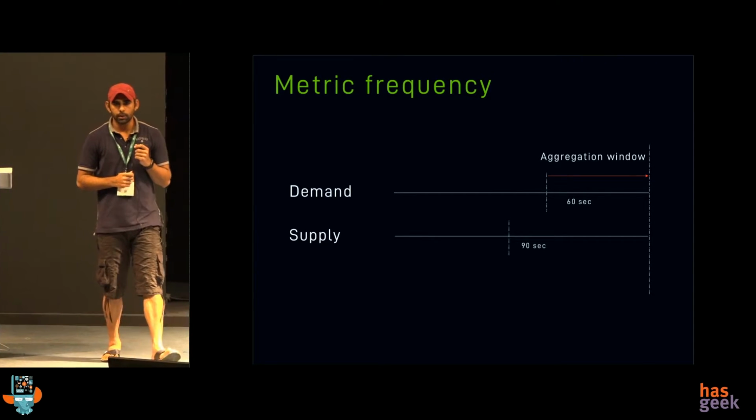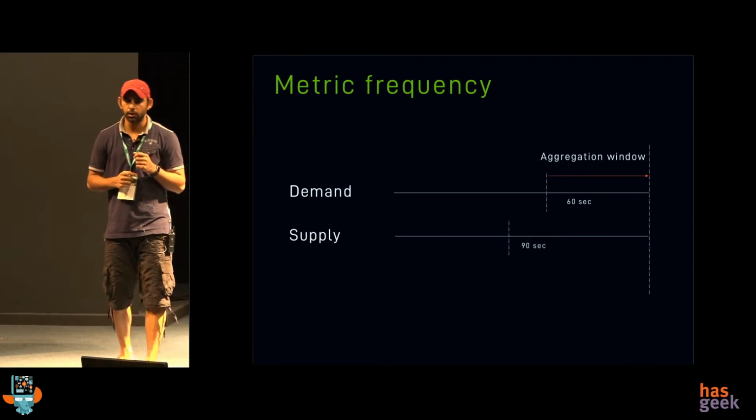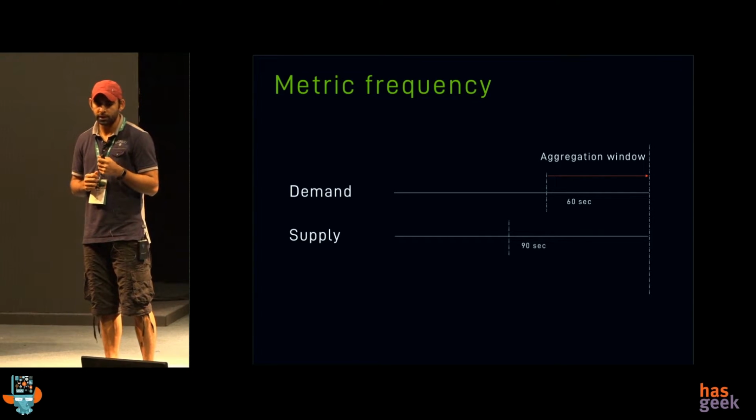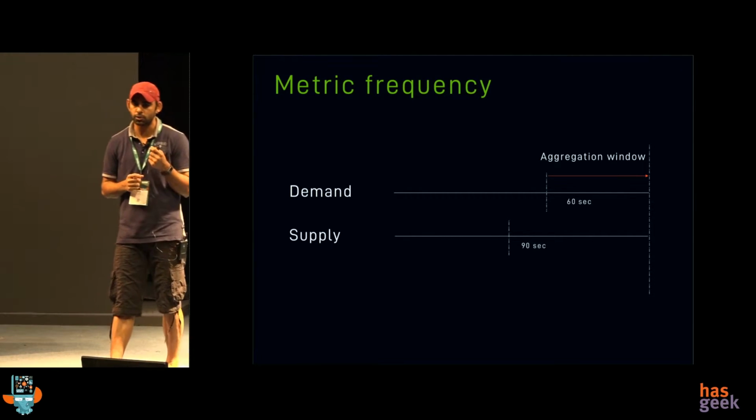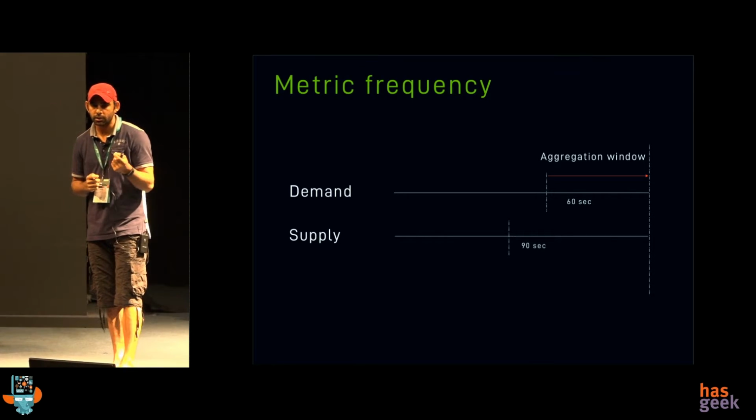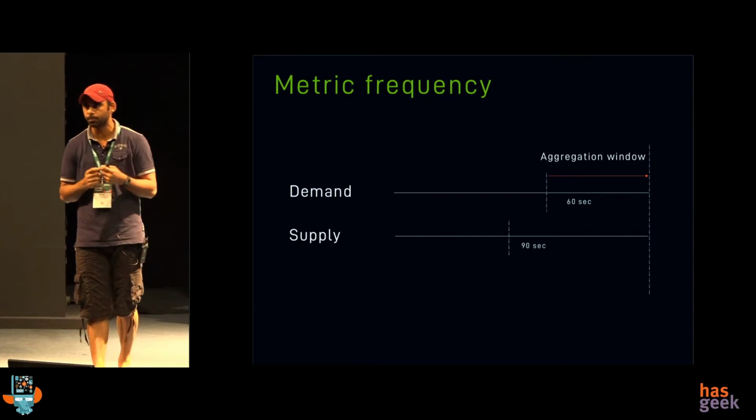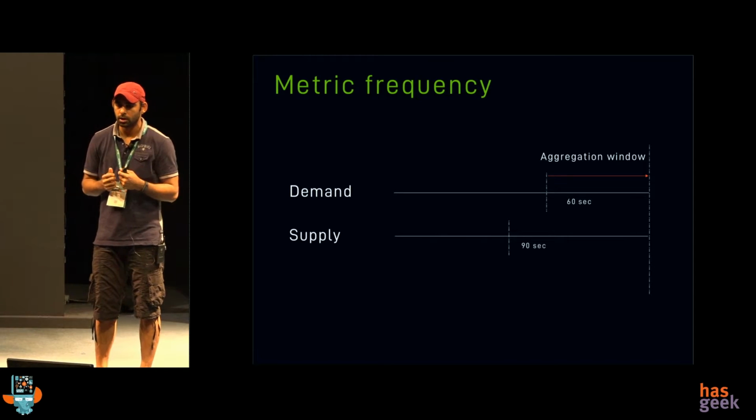So let's talk a little bit about the metric frequency. This is just a simplified view of two of the metrics, but it can be more complicated based on the sliding window as well. What is happening here is that you have demand and you have supply. These are two different metrics.